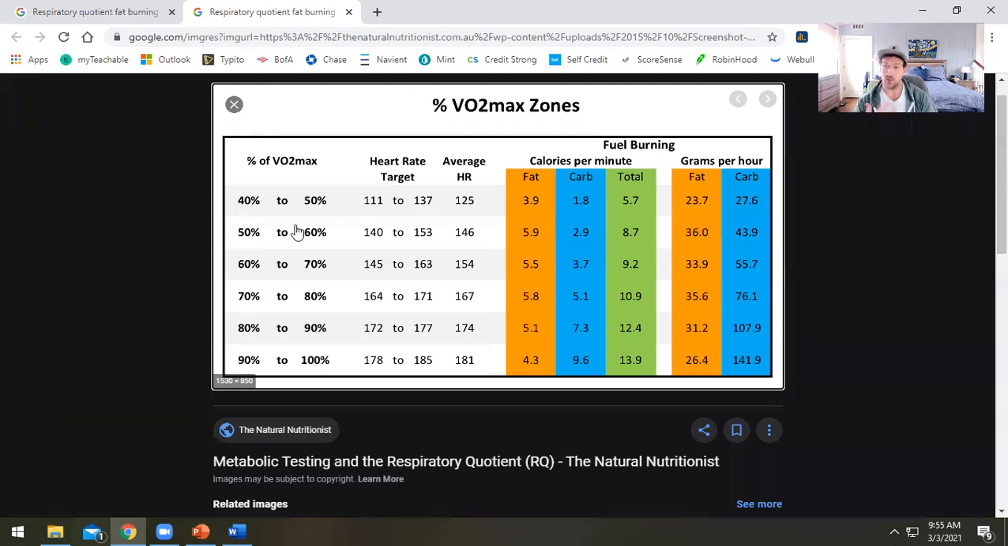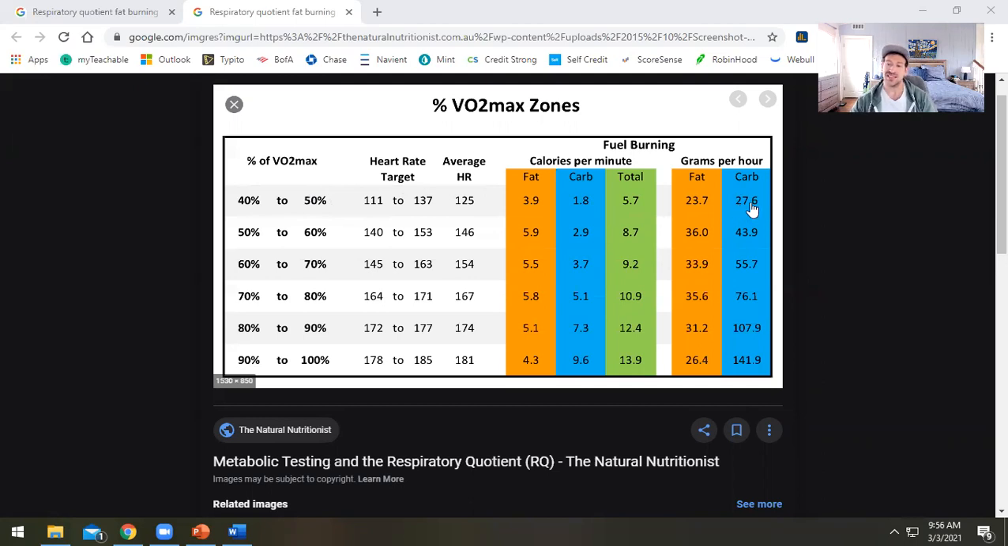Some people can just bring in more air than others. So if your target heart rate is between 111 and 137, so this is somebody pretty low, then if we look at how many calories they're burning per minute, this person's burning 5.7 calories per minute. They are very much in the fat burning zone here, as it would be listed on a treadmill, which would mean, let's get some bigger numbers here, they're burning about 23.7 grams of fat per hour and about 27.6 grams of carbs per hour.